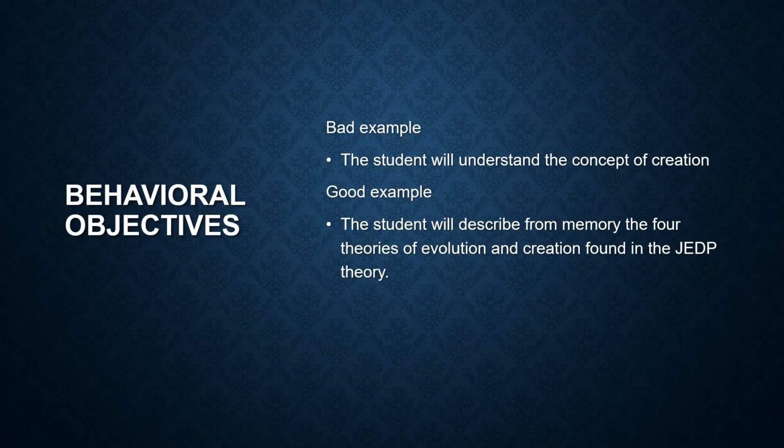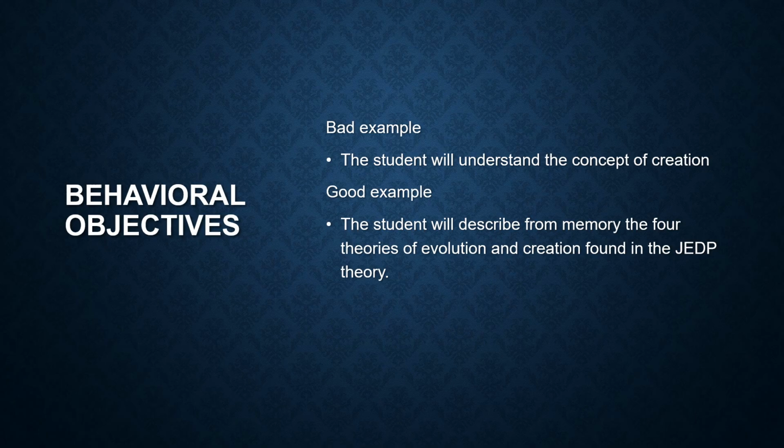In order to better understand what a good objective looks like, let's see what a bad objective looks like. Look at the bad example and see if you can understand the problem in this objective. Do you see it? I gave you a clue. The answer is in the performance section. How do we define what is an acceptable level of understanding? Furthermore, there are no conditions or criteria present.